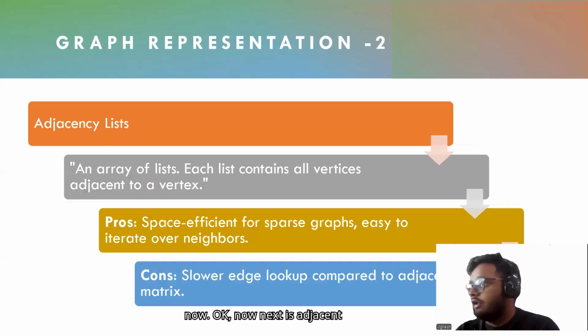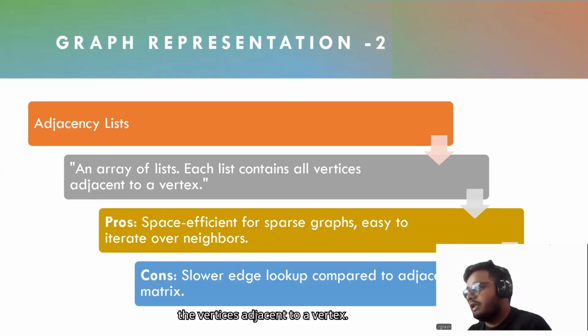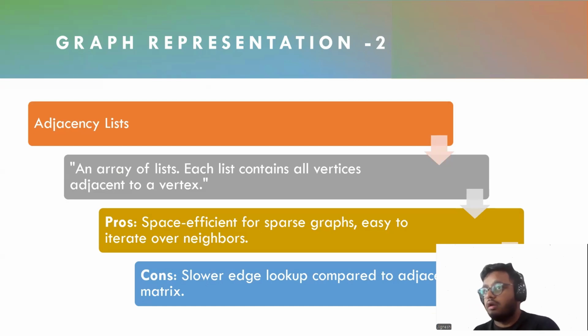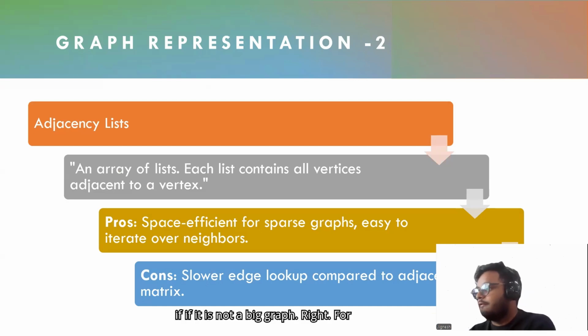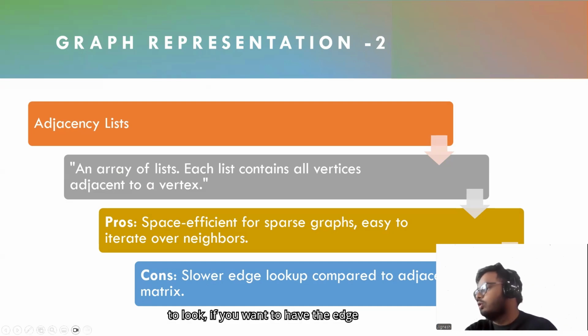Okay. Now, next is the adjacency list, an array of lists. Each contains all the vertices adjacent to a vertex. It is very space efficient if it is not a big graph, right? For sparse graphs, or small graphs, it is very space efficient, and it is easy to iterate over the neighbors. But if you want edge lookup, it is very slow as compared to the adjacency matrix.